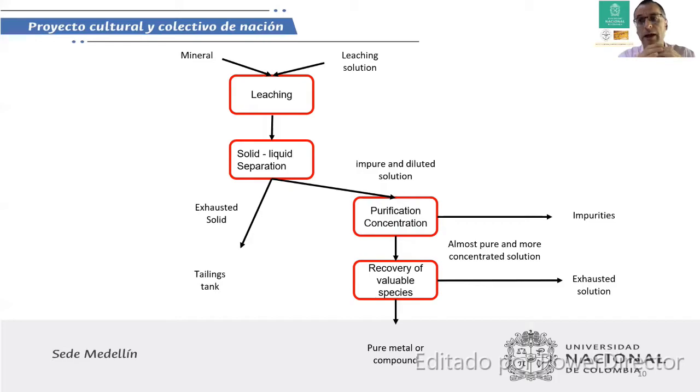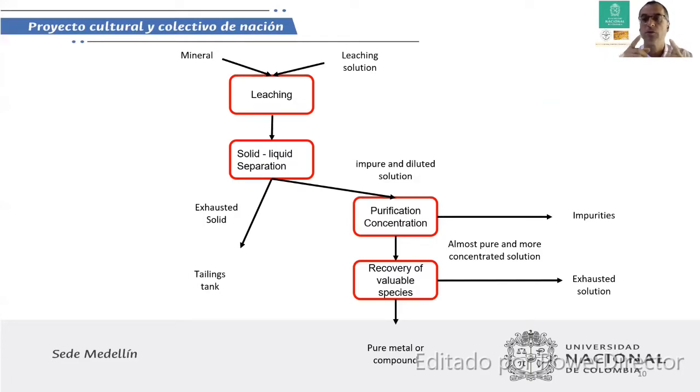This hydrometallurgical process is important because you could recover a very pure product. It depends on the grade or selectivity that the solvent has. Of course, in the process, you produce some impurities that you have to recover later, but it's very important to take that into account.